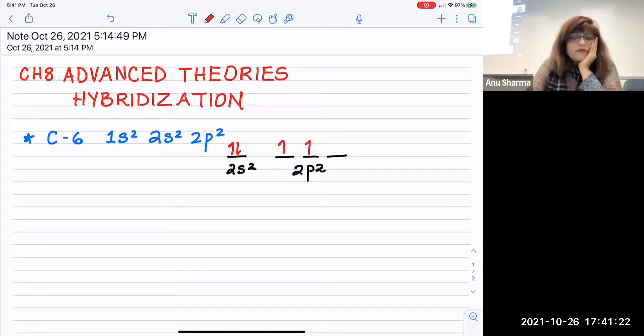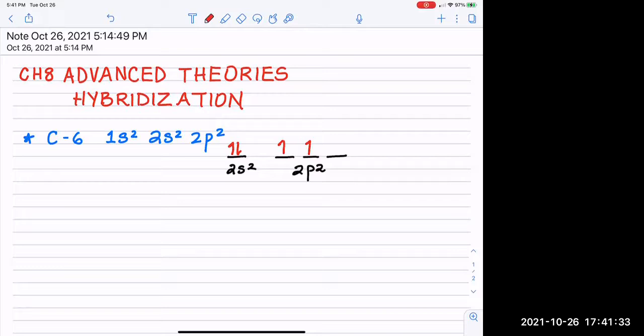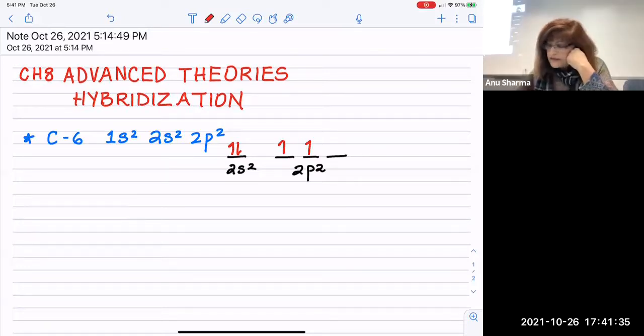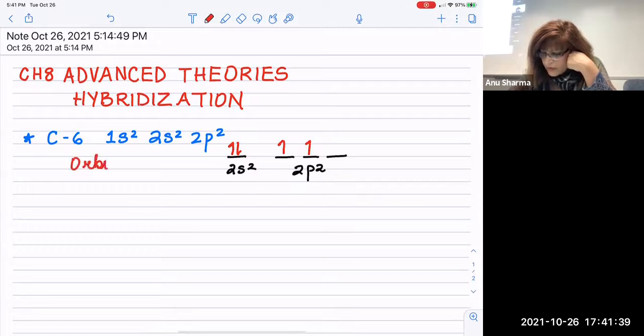Yeah. 20 people who are in the class on Zoom and the rest of the students here. Does that make sense to you? Yes or no? Yes. Right? Yeah. So by default, this should be the orbital diagram. It should be like this.